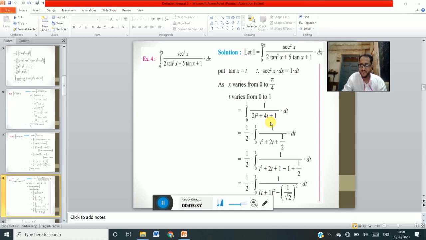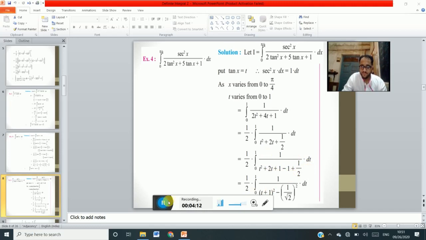Some steps are there. The first step is to make the coefficient of t square 1. For that we take 2 common, so 1 by 2 times 1 upon t square plus 5 by 2 t plus 1 by 2. The second step is to divide the coefficient of t by 2, that is 2 by 2 means 1, square that term, that is 1, and add and subtract it in the denominator. So t square plus twice t plus 1 minus 1 plus 1 by 2. 1 is added and subtracted according to that step.